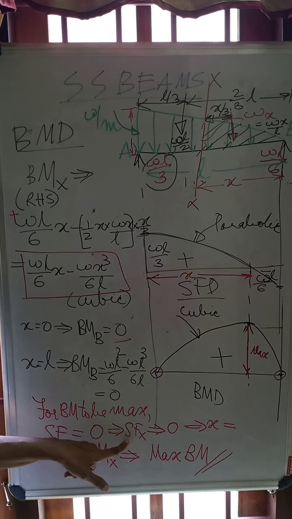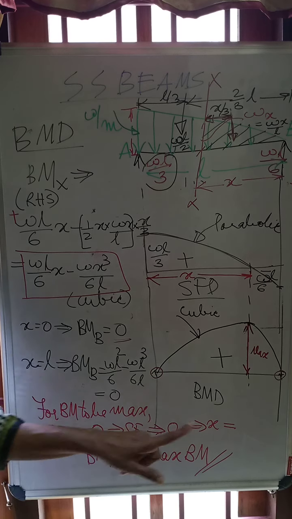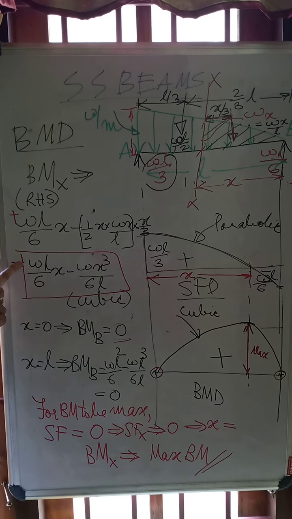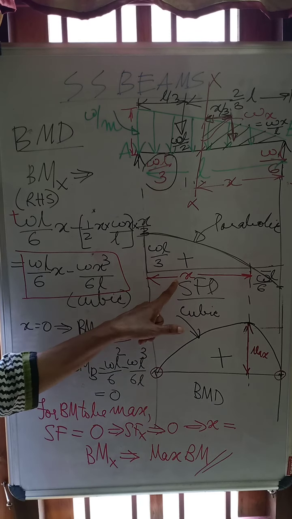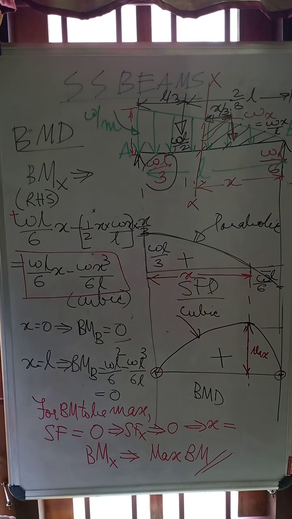So you have got your shear force equation. From there you solve for X. Substitute back in your equation for bending moment. You get the value of maximum bending moment. So please write down what is X, what is the maximum bending moment. So you can finalize your BMD and SFD. Okay.